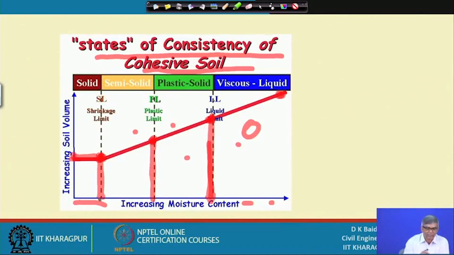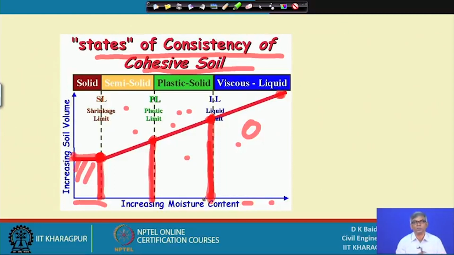Why is it called the shrinkage limit? Because it has reached minimum volume, and at this stage the soil is fully saturated, and if you reduce moisture further, there is no volume change. That means at this stage its volume was fully occupied by the moisture. On drying the volume changes, and at this stage the volume reaches the minimum volume in saturated condition, which is called the shrinkage limit. The boundary water content from semi solid to plastic solid is the plastic limit, and from plastic solid to viscous liquid is the liquid limit.